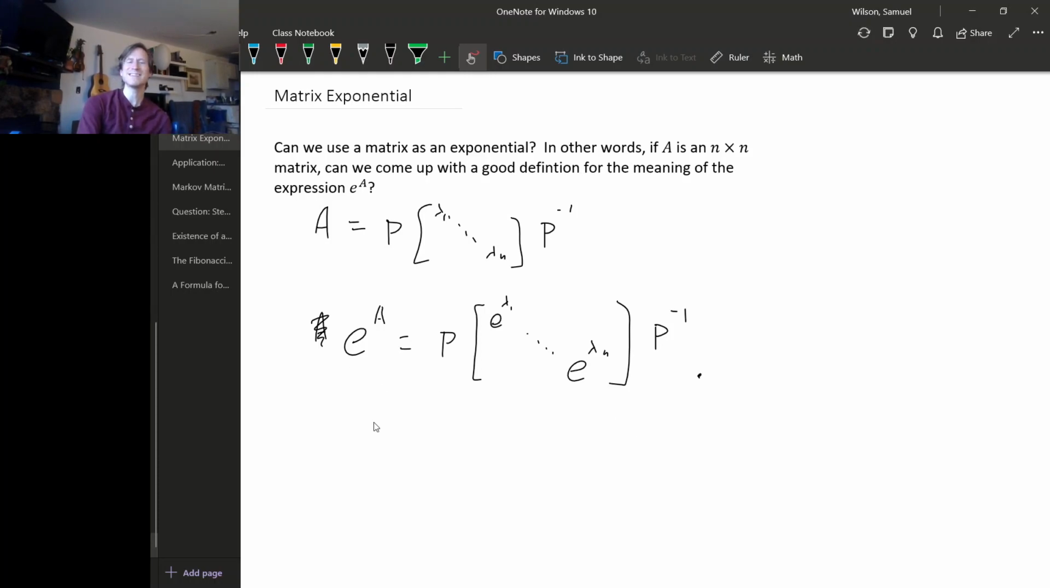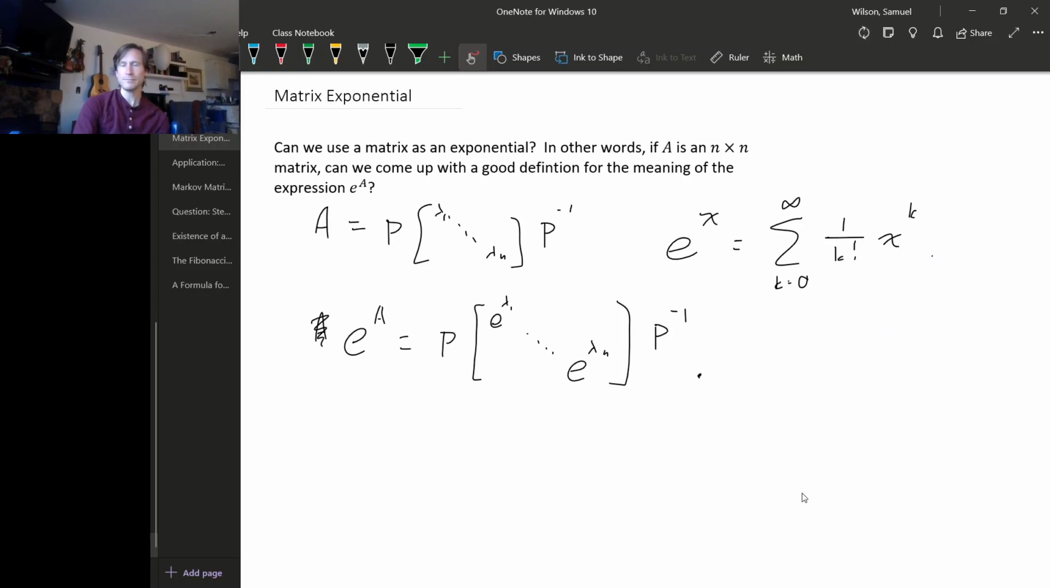Well, what is it that makes the exponential what it is? One way of looking at it is that it's the power series. It's the power series for the exponential that makes it what it is. And the power series for the exponential is the sum from k equals 0 to infinity of 1 over k factorial times x to the k. This is what makes the matrix exponential make sense.